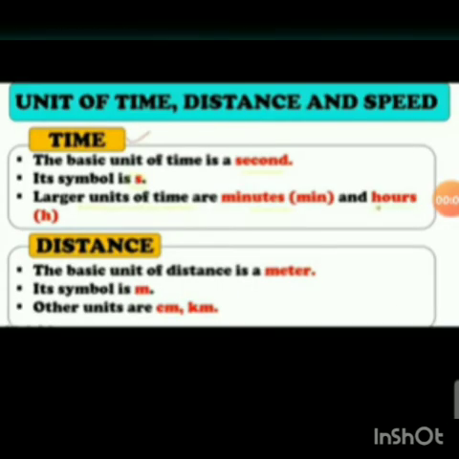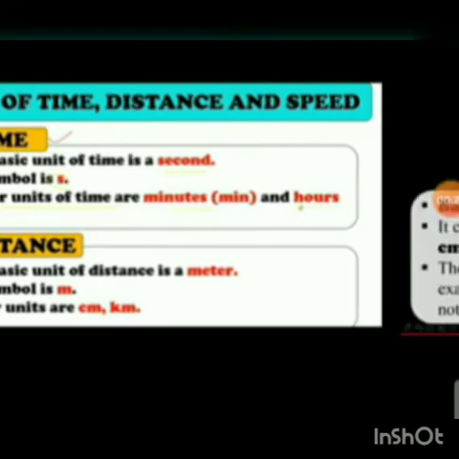Now let us see the units of time, distance and speed. The basic unit of time is the second and its symbol is s. Larger units of time are minutes and hours. And the basic unit of distance is the meter and its symbol is m. The other units are centimeter and kilometer.